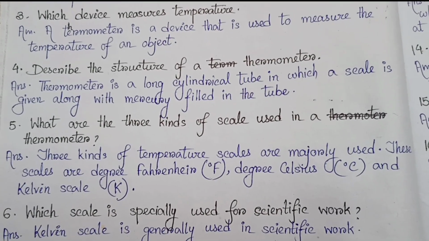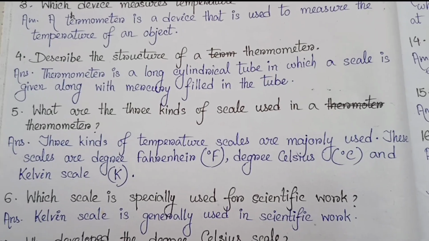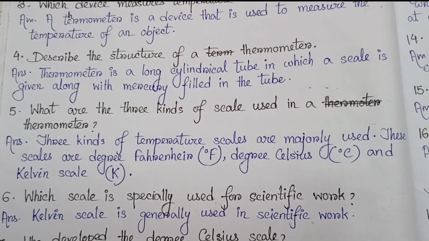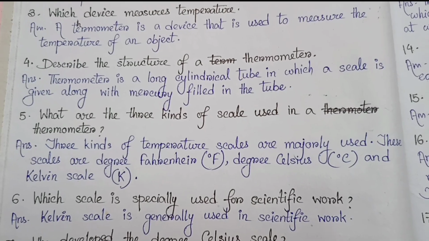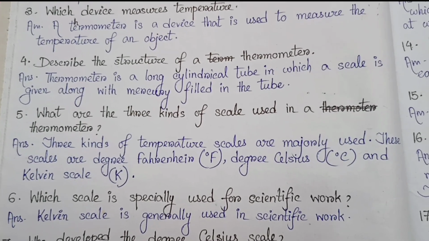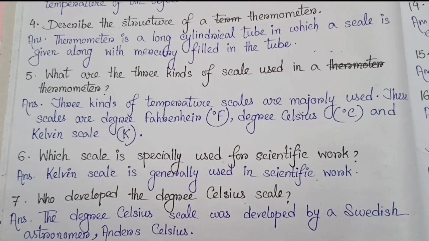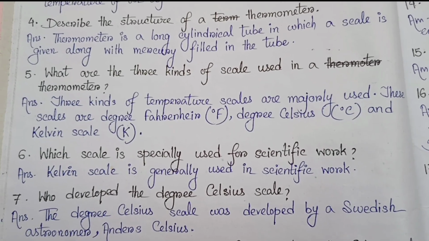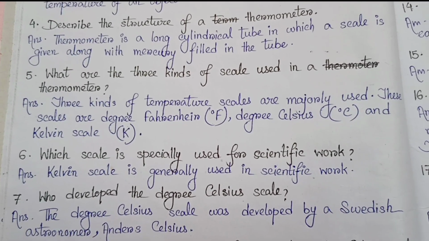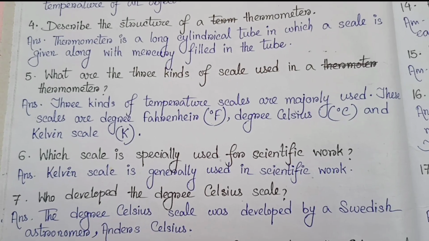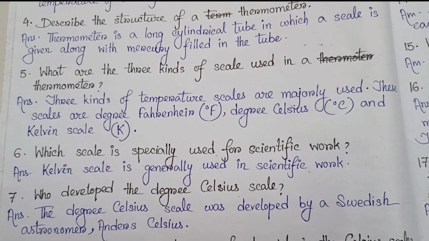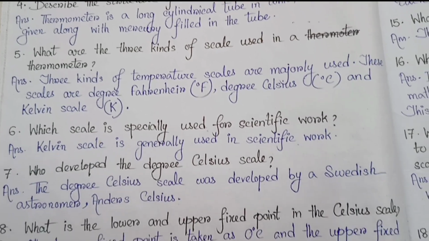Number 4. Describe the structure of a thermometer. A thermometer is a long cylindrical tube in which a scale is given along with mercury filled in the tube. Number 5. What are the three kinds of scale used in a thermometer? Three kinds of temperature scales are majorly used. These scales are degree Fahrenheit, degree Celsius and Kelvin scale.